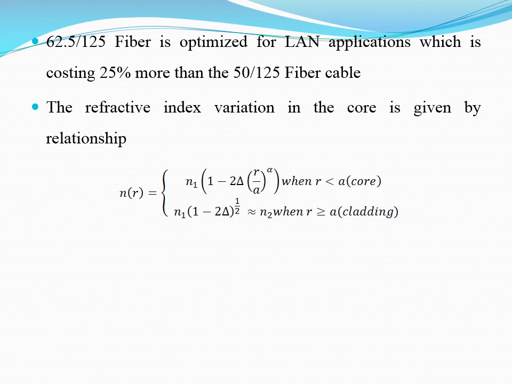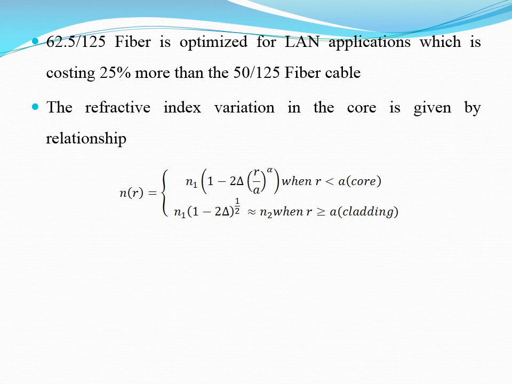Then the size of the fiber is 62.5 micrometer, which is the fiber core diameter, followed by the cladding diameter, which is 125 micrometer. Normally these types of fibers are used for LAN applications, but they are costlier by 20% in comparison with the 50 micrometer and 125 micrometer fiber optic cable. So that is the difference we find in terms of cost.